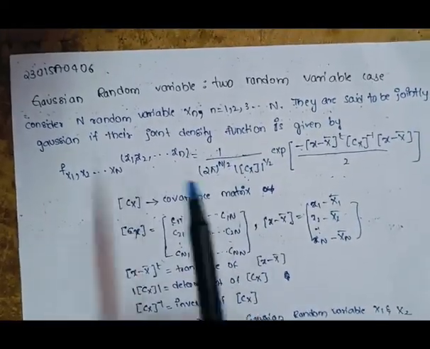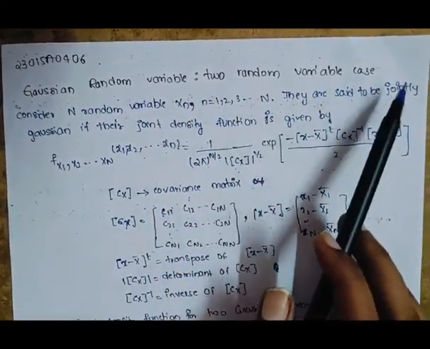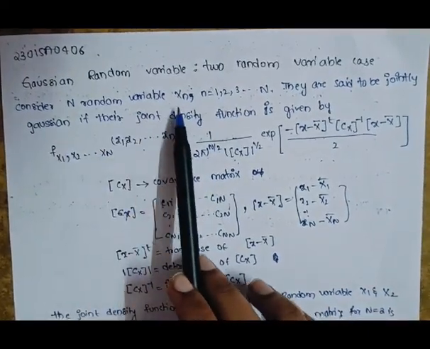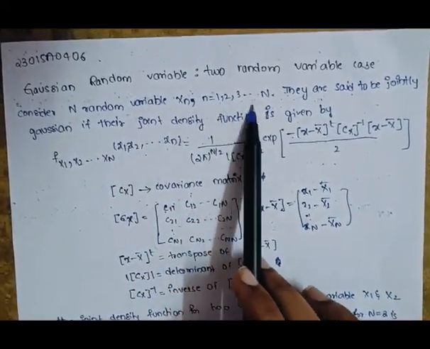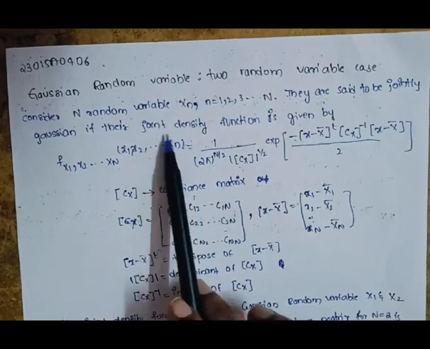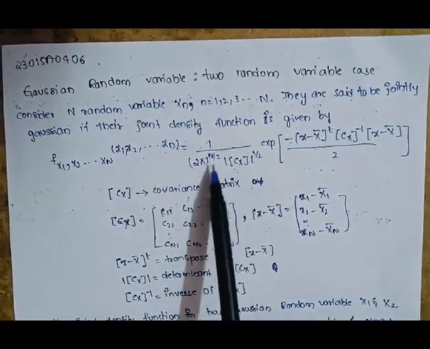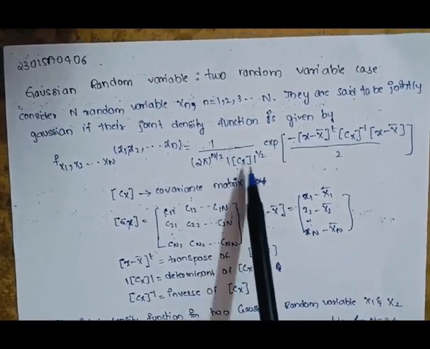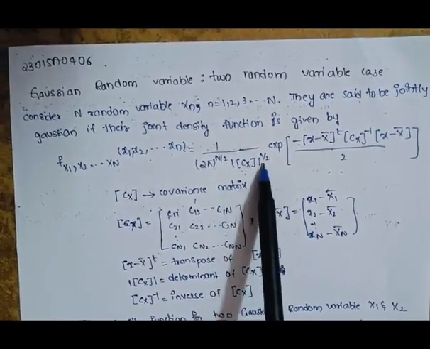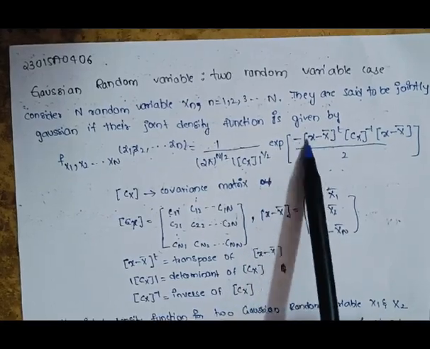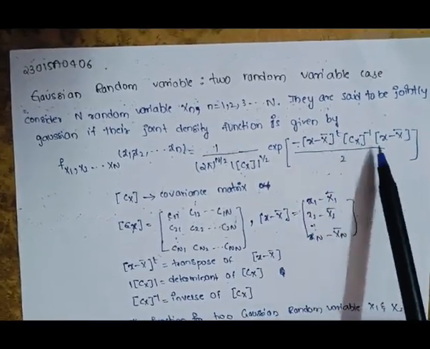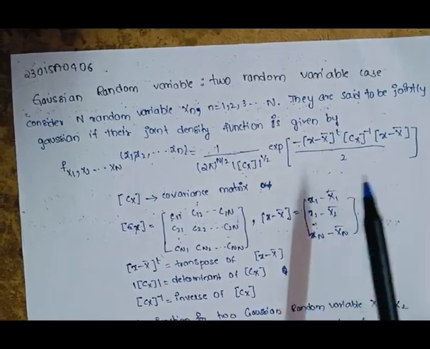Now I am going to explain about Gaussian random variable in two random variable case. Let us consider n random variables xn, where n equal to 1, 2, 3 up to n, and the joint density function of the Gaussian is given by fx of x equal to 1 by (2 pi) power n by 2, determinant of Cx to the power of 1 by 2, and exponential minus (x minus x bar) transpose Cx inverse (x minus x bar) by 2.